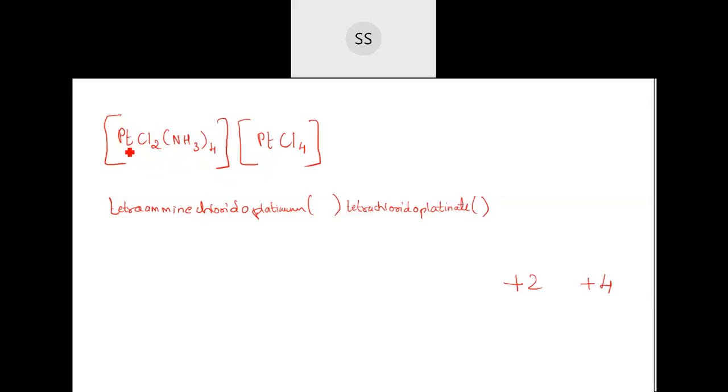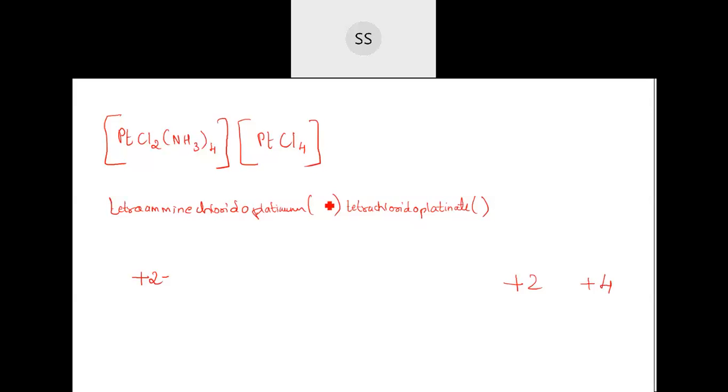See here. If you take now here for platinum, let me check with +2 oxidation state. Suppose I give +2 oxidation state for this complex, chloride is going to be -1, no? -1 into 2 will be -2. Then the whole complex will carry 0 charge. Correct? How is that possible? Not possible. You can't give +2 for this platinum. That means it has to be +4 only. No other option.